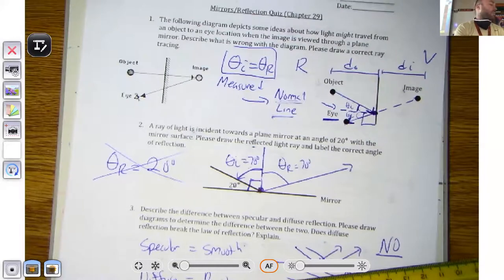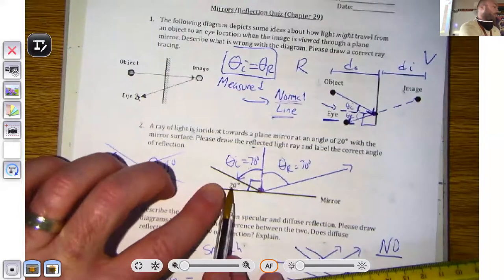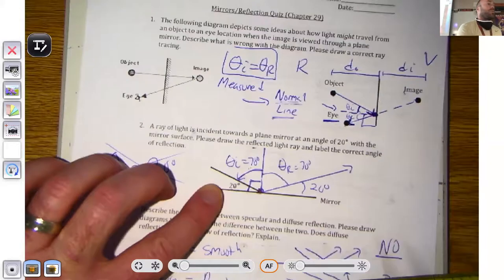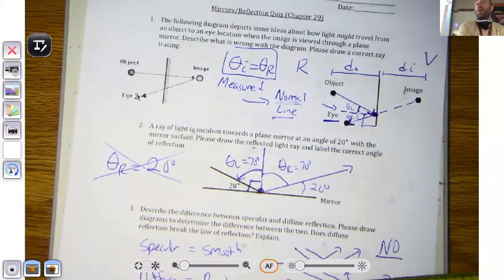Very important. Now, some people might say, well, okay, if this was 20 degrees, then isn't this 20 degrees too? The answer is yes. That's technically not incorrect, but it's not the correct application of the law of reflection, because it's going to become much more important as we start dealing with Snell's law.